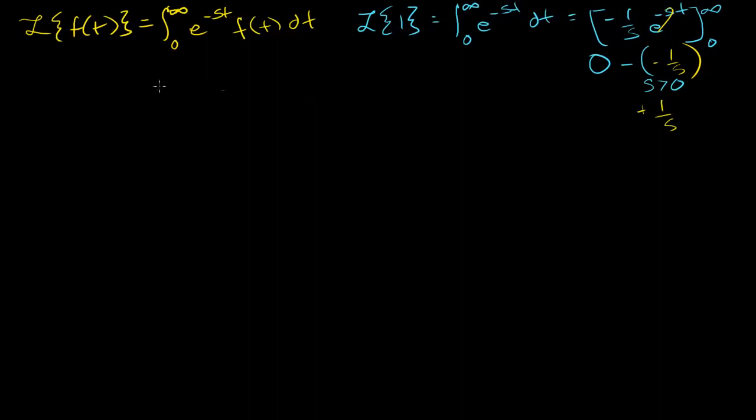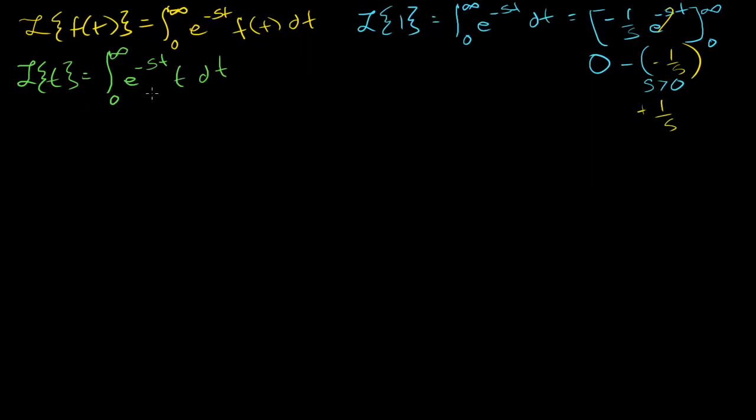We already solved that. Now let's increment it a little bit. Let's see if we can figure out the Laplace transform of t. So we could view the previous one as t to the 0. Now this is t to the 1. This is going to be equal to the integral from 0 to infinity of e to the minus st times t dt. Now, I can tell you right now that I don't have the antiderivative of this memorized. I don't know what it is.